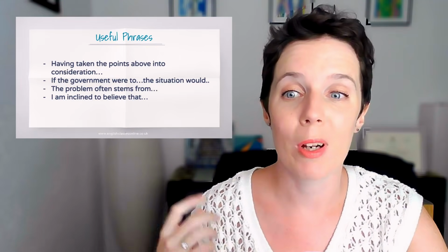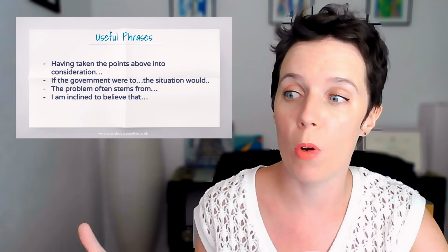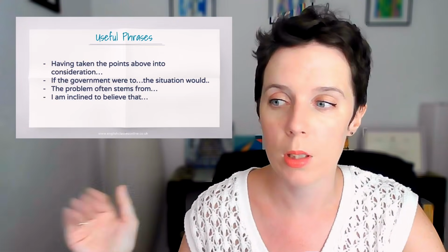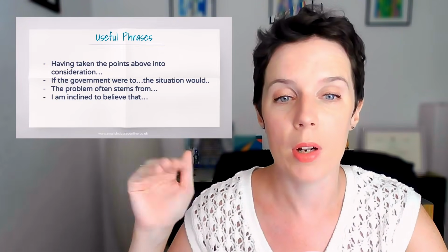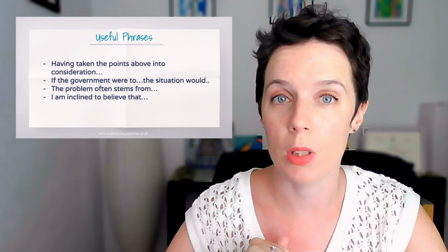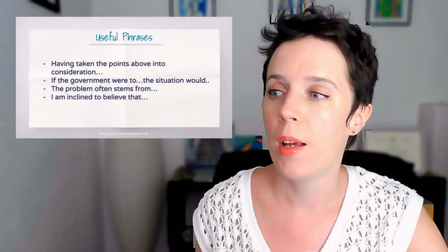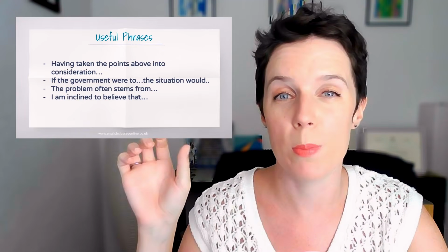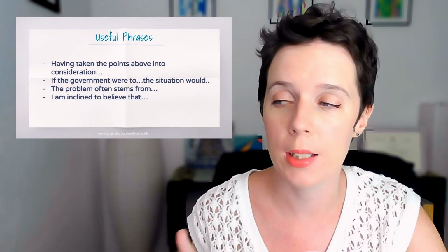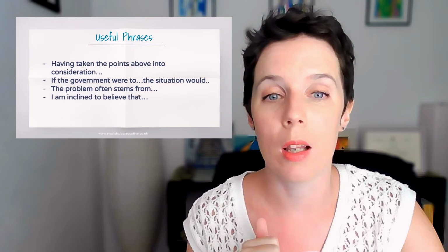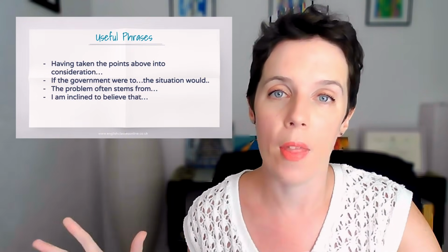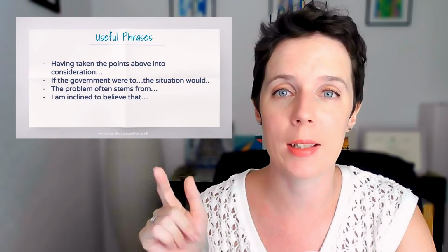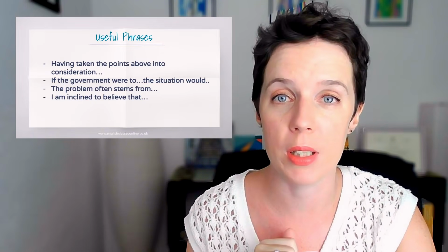And if you're talking about issues, you could say the problem often stems from or comes from, stem being kind of high-level vocabulary, so you'll get a nice extra point for that. And if you're asked to give your opinion at all, it should always be at the end of your essay. And you can say, I am inclined to believe that, and then you can give your opinion. Okay, so they're just some useful phrases. Again, click under the video to access the PDF.